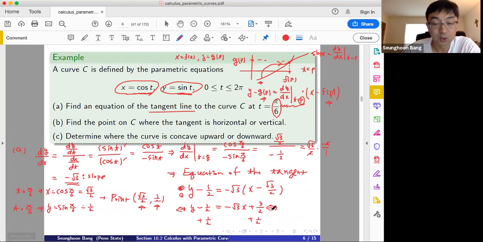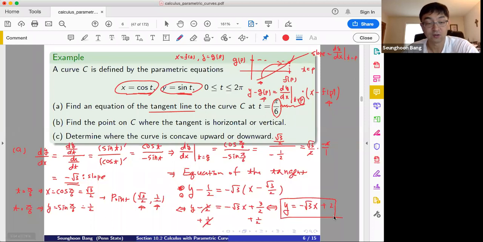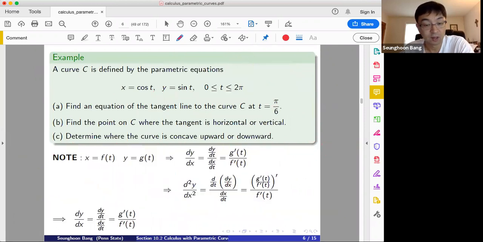So what's the equation of the tangent line? y equals, because the 1/2 is cancelled, minus root 3 of x. The 3 over 2 plus 1 over 2 is plus 2. So that's it. This is the answer to the first question. This is the idea.